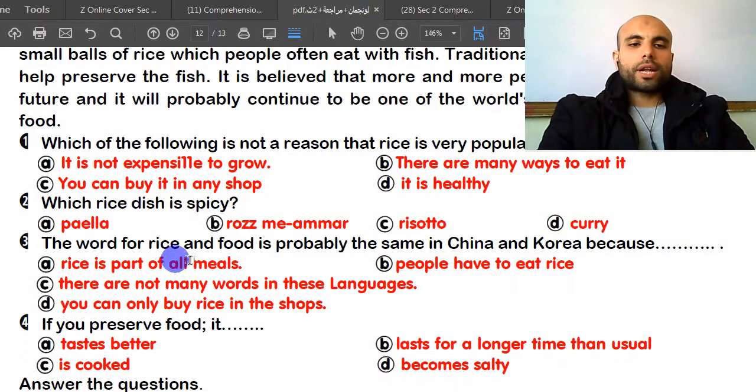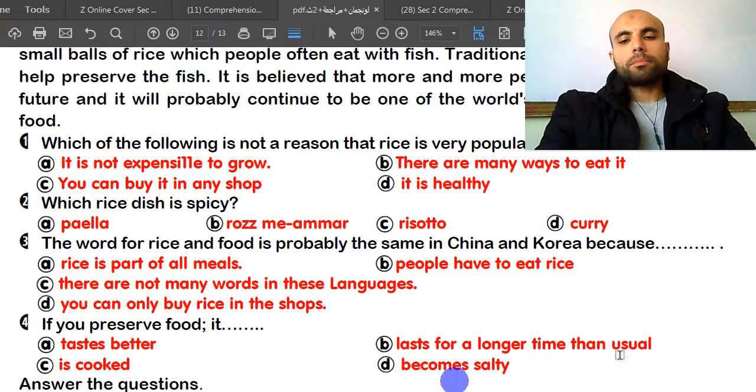The word for rice and food is probably the same in China and Korea because A. rice is part of all meals. B. We have to eat rice. C. There are not many words in these languages. D. You can only buy rice in the shops. Number 4. If you preserve food, it A. tastes better. B. lasts for a longer time than usual. C. is cooked. D. becomes salty.